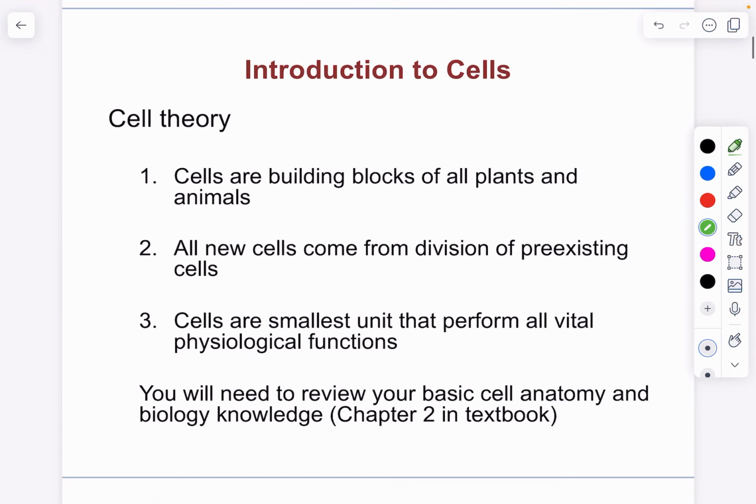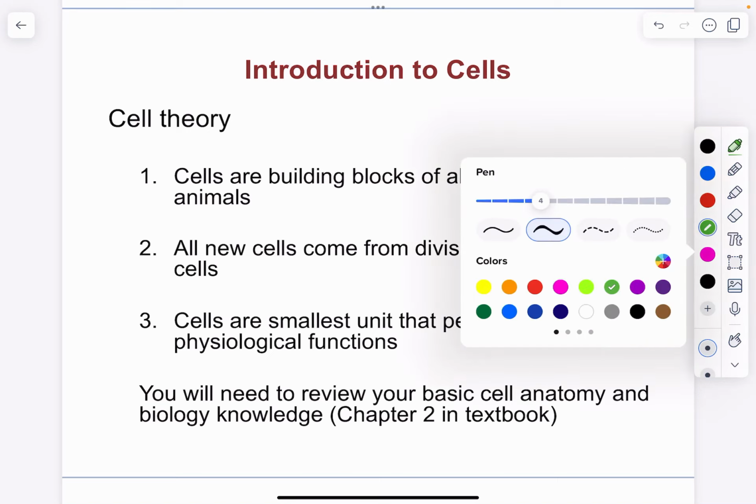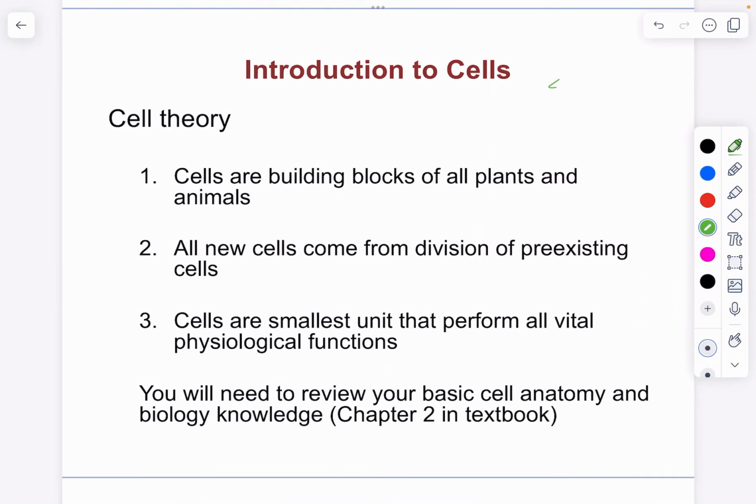So first, it's important to do a little bit of an introduction to cells and to go over cell theory. This slide is also here to remind you that if you have forgotten your basic biology and what makes up a cell, what's inside cells, the different types of organelles and what they do, it would be a good time to review chapter 2 in your Martini textbook to get up to date on all of that. Because in this course, we do not review any of that. We assume that you know all about cells and what their organelles do.